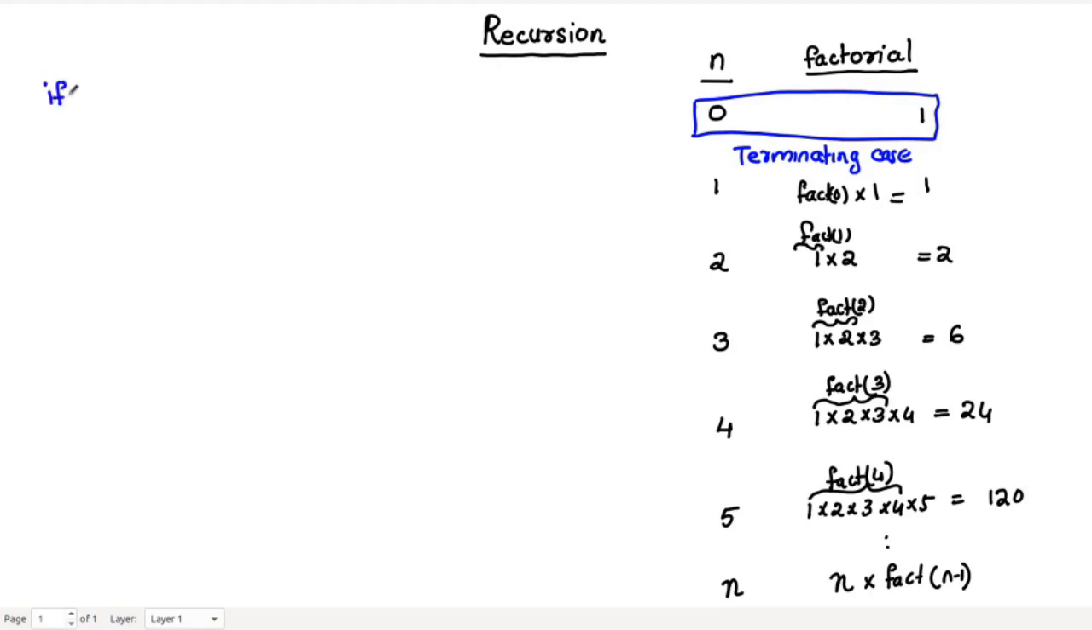In this case you can write it as: if n equal to 0, then you should return 1. Else you should return, that is the general case, n times factorial of n minus 1.